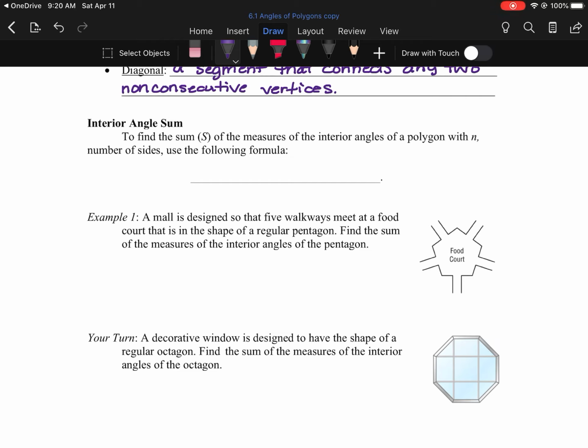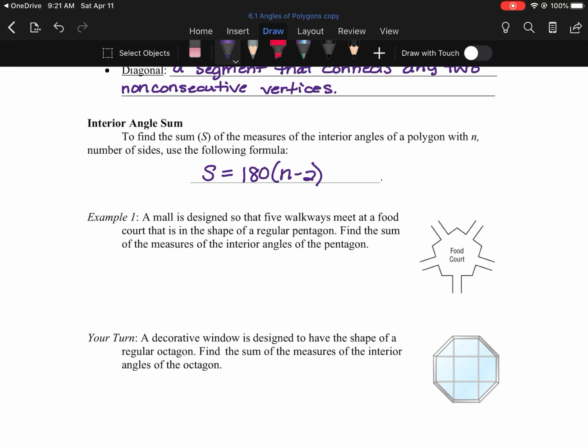Interior angle sum. To find the sum of the measures of interior angles of a polygon with n sides, so any number of sides, we're going to use this formula: S for the sum equals 180 times n minus 2. Now, in order to keep this video shorter, I'm not going to go into explaining that. Just know it has to do with a triangle and how many triangles you can fit inside your polygon. I would encourage you to look that up maybe on YouTube or Google because it actually is pretty cool. It's like how many triangles can you fit inside of a polygon.